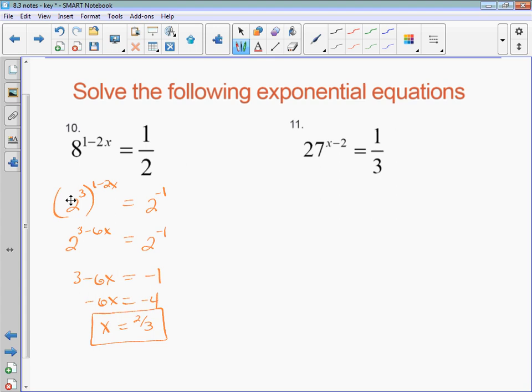You're just thinking of another way to write 8 and 1/2 so they can match. So you guys try number 11. Where did you get the 3 minus 6? So when I have a power to a power, I multiply. Figure that one out too.